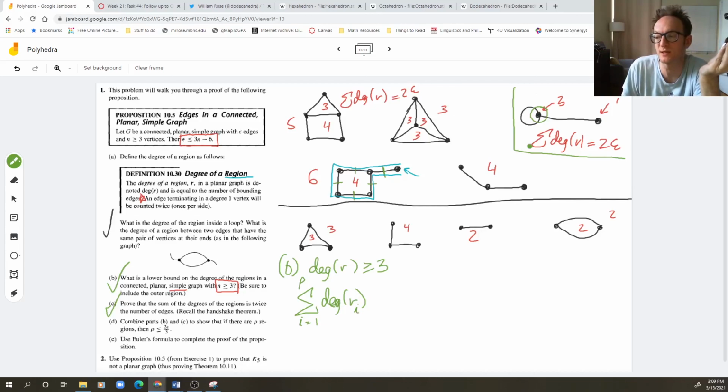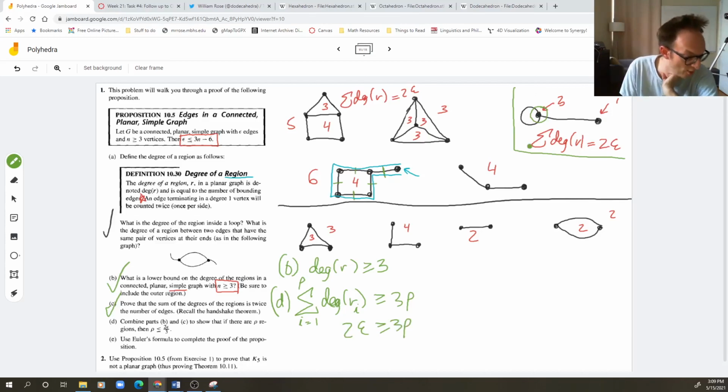Then what do we get? Well, if the degree of every region is greater than or equal to 3, then this has to be greater than or equal to 3 rho, because I'm just adding a number which is greater than or equal to 3, rho times. But it's also true by handshake, this is part C, so C is done, and we're on part D now. The sum of the degrees of all the regions has to be twice the number of edges, and so twice the number of edges is greater than or equal to 3 times the number of regions. And so what we have now is a formal proof that the number of regions has to be less than or equal to 2/3 times the number of edges.